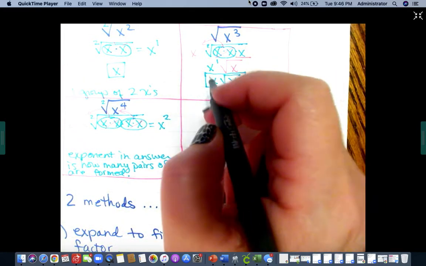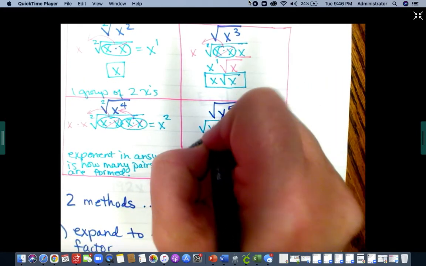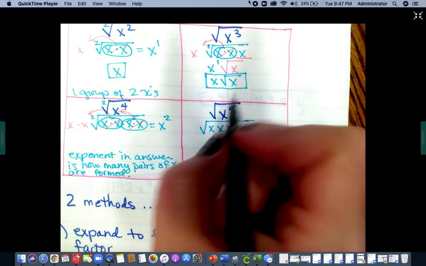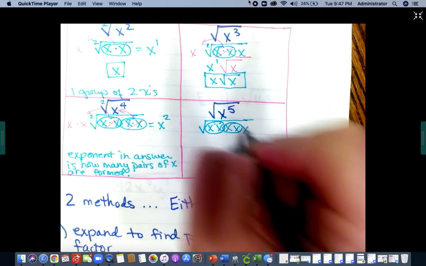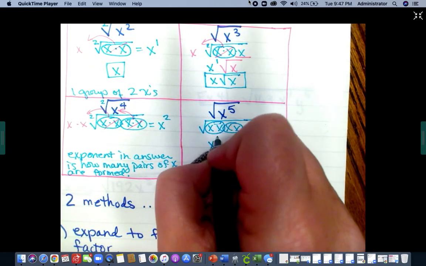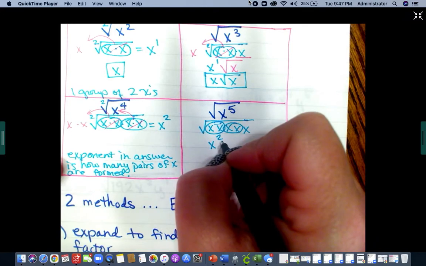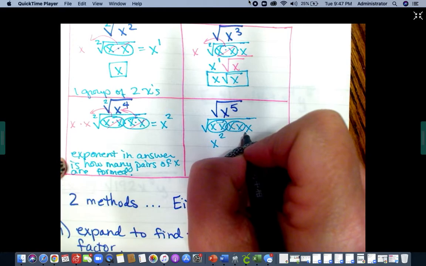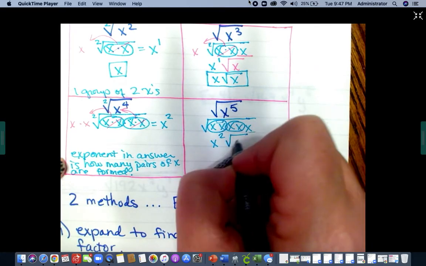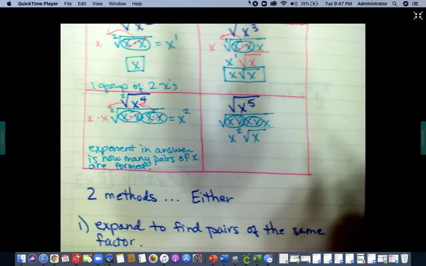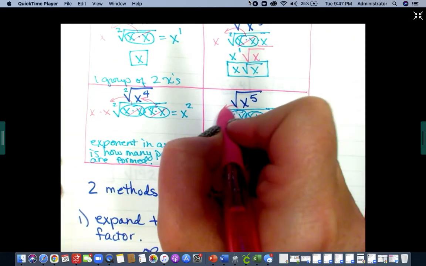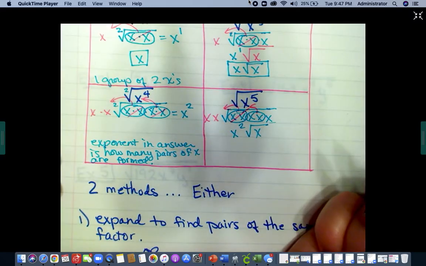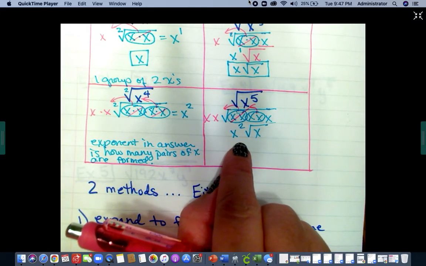So if we keep that same thing in mind for x to the fifth, 1, 2, 3, 4, 5 x's, how many get paired up? 2 are paired up, so that's x squared, 2 to represent what? The exponent in our answer represents how many pairs. Now, this one does not get paired up, so it remains under the radical. Again, if I pair them up, 1 comes out. Pair these x's up, 1 comes out. X times x is x squared, but 1 remains.